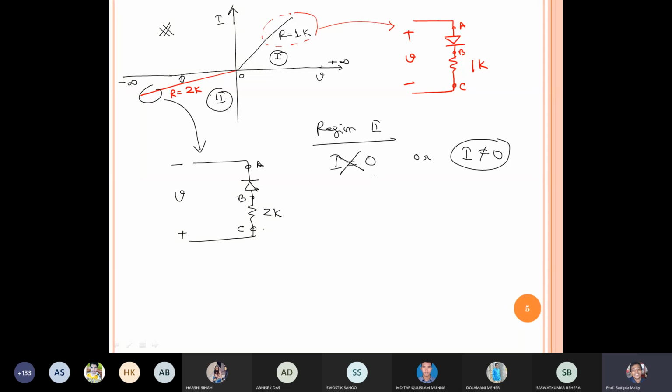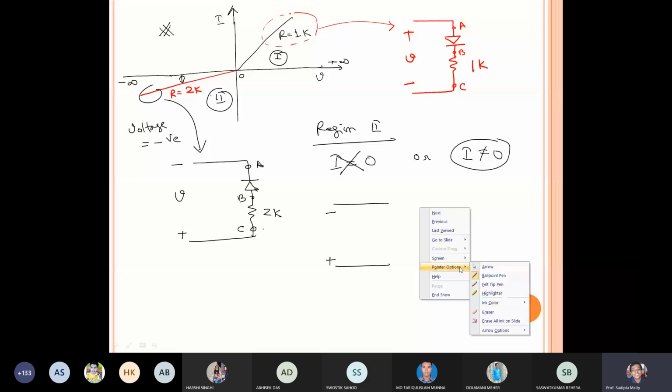Okay, so I is not equal to 0. So that means I should have some value. Correct? It may be positive, may be negative. We don't bother, but I has some value. Now here the voltage is a negative voltage. So if I use some kind of voltage source, some minus, some positive, in this way.